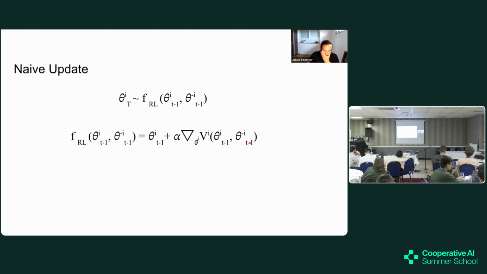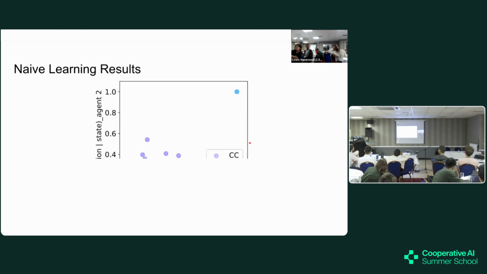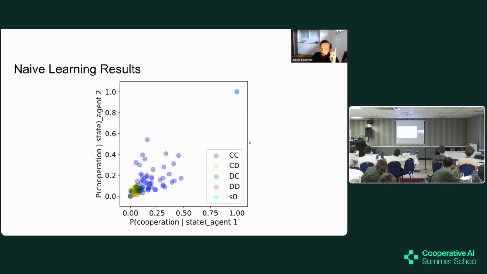And again, this is really benign. It's the workhorse of multi-agent learning. And what do you think happens in the iterative prisoner's dilemma if I do naive learning, the naive update, where both players maximize their own rewards? Any guesses? Mutual defection. Correct. But more strongly, mutual unconditional defection.